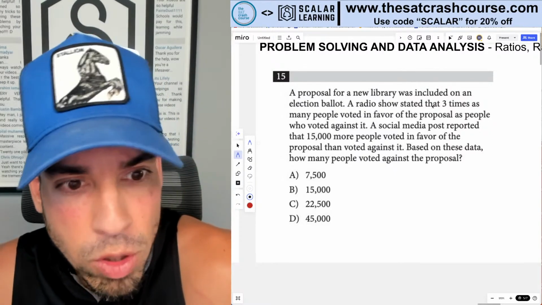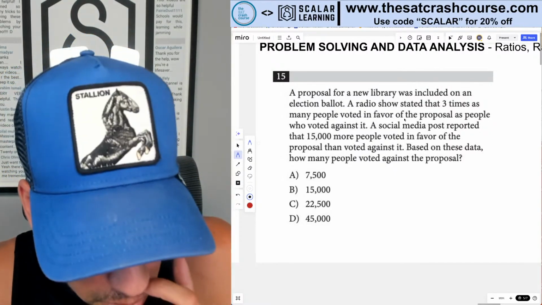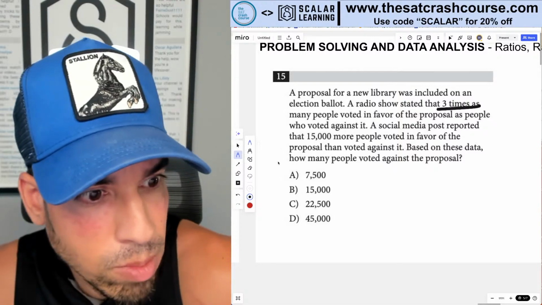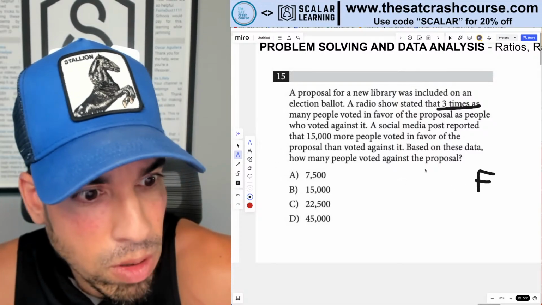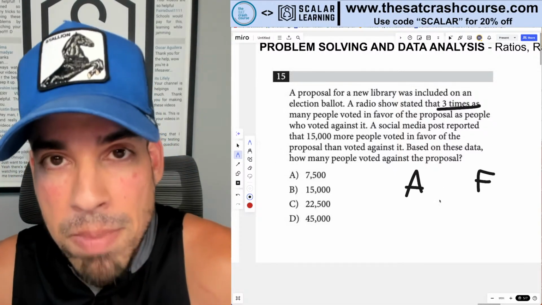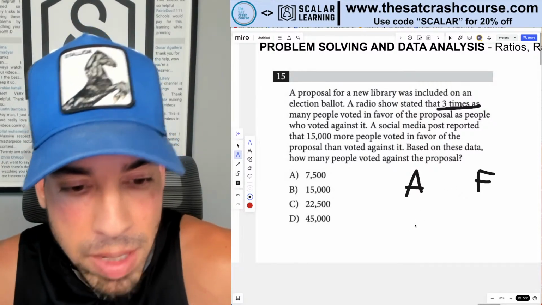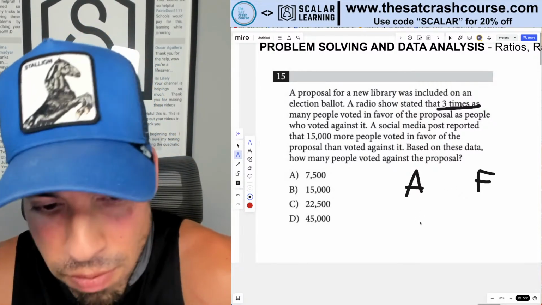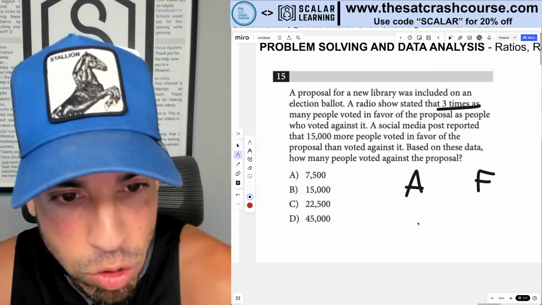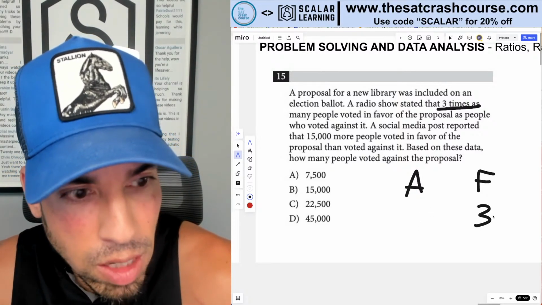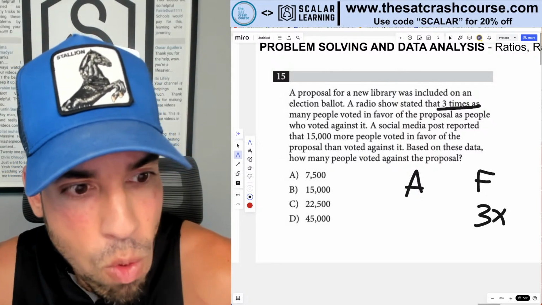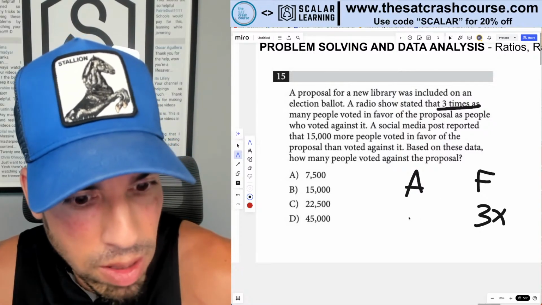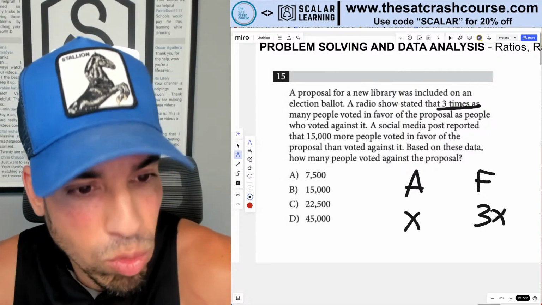So the proposal for a new library was included on an election ballot. A radio show stated that 3 times as many people voted in favor as against it. Immediately, what am I doing? I'm going to make some sort of a ratio or proportion or a variable expression. I'm going to go variable expression to express this. So it says 3 times as many people voted for the proposal or in favor than against it. So 1x against, 3x for.